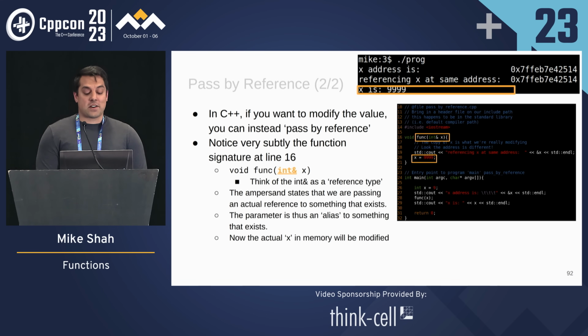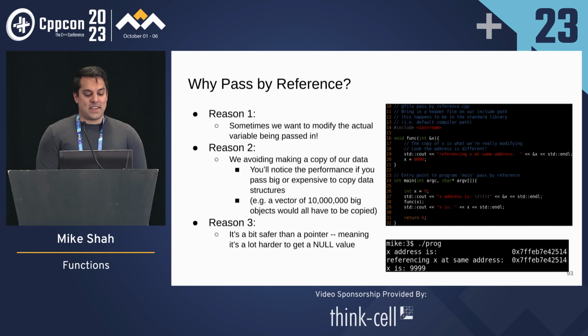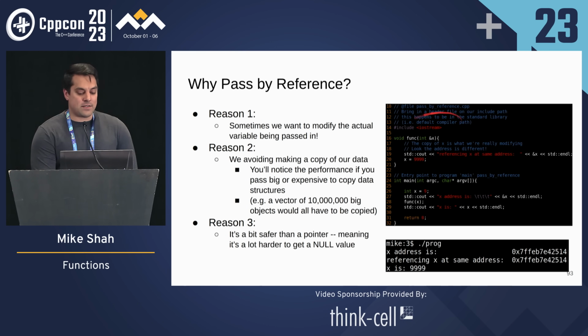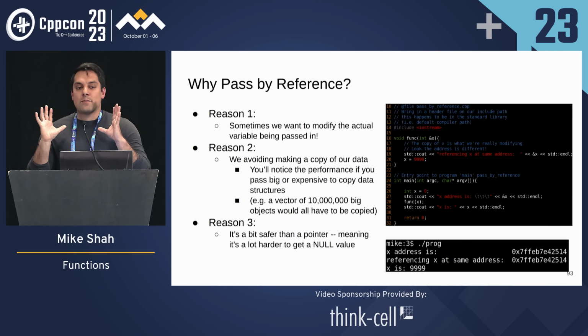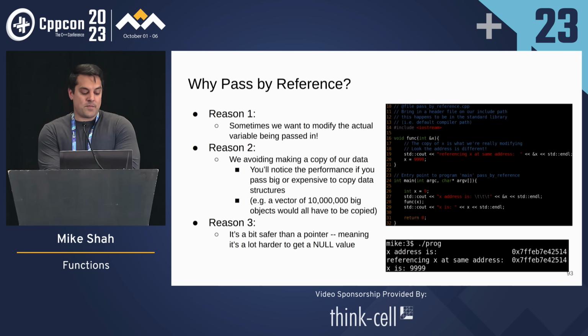Because we've got to do some work copying, right? That could be expensive. So, a couple reasons. You might actually want to modify. Maybe this is a function called set value to 9999, and that's exactly what it's doing. But reason number 2 is the big one, right? You want to avoid making the copy. Think at scale. If you've got 10 million elements, whatever big means to you in your domain, that's an expensive copy to make.